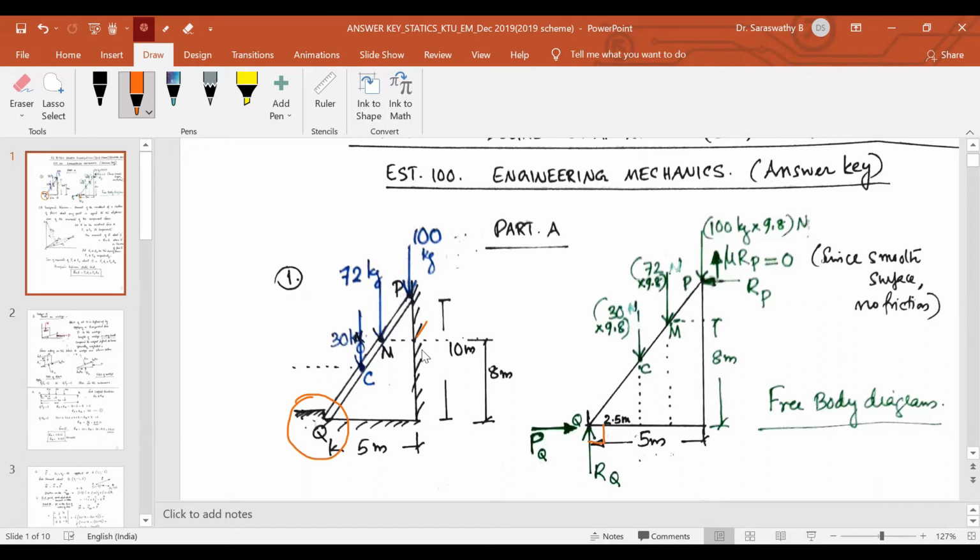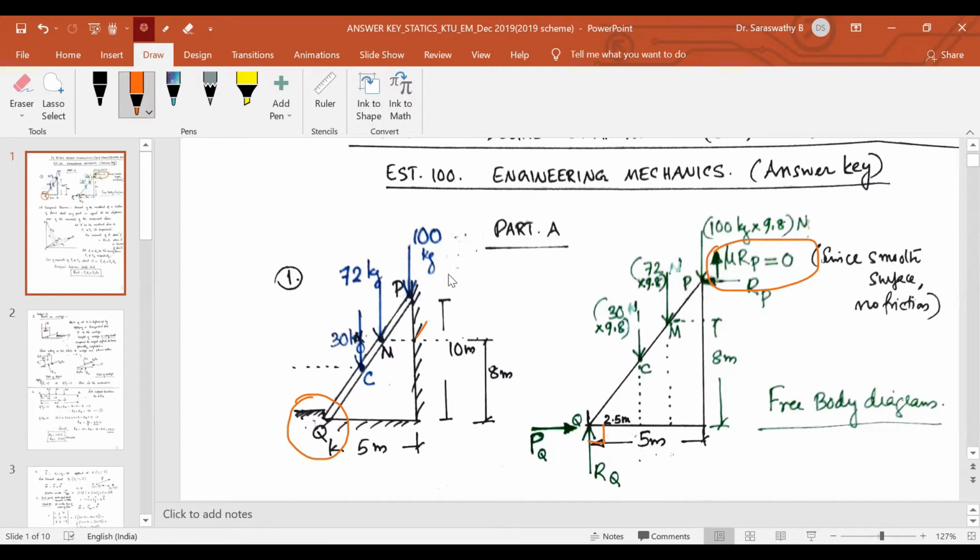Now it is mentioned that this is smooth surface. Since this surface is smooth, there will not be any friction. If it is not smooth, due to its tendency to slide down, this ladder top end has a tendency to slide down, there will be a frictional force acting upwards. Since it is smooth, the frictional force is equal to 0. So these are the 4 external forces.